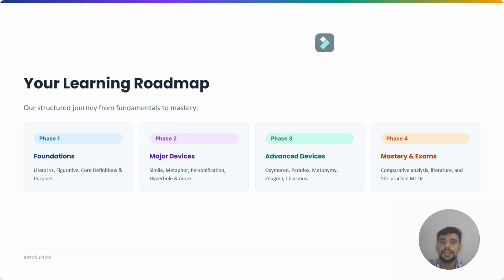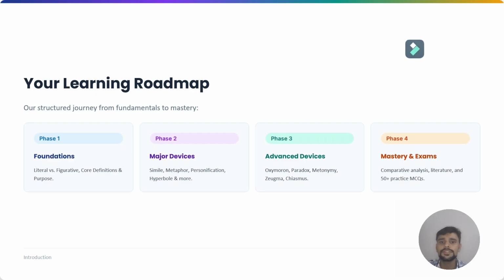Here's the journey we are going to take. First, we'll establish the foundation. We'll understand the difference between literal and figurative speech. Then we will move into major figures of speech such as simile, metaphor, personification, hyperbole, and several others. After that, we'll move into more advanced devices such as oxymoron, paradox, metonymy, zeugma, and chiasmus. Finally, we will practice identifying figures of speech.